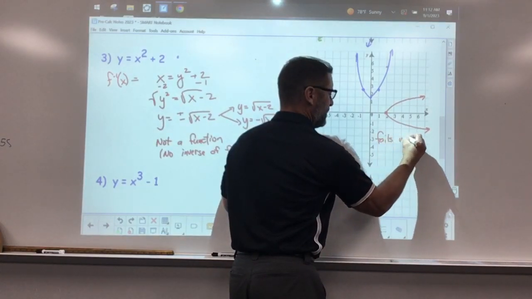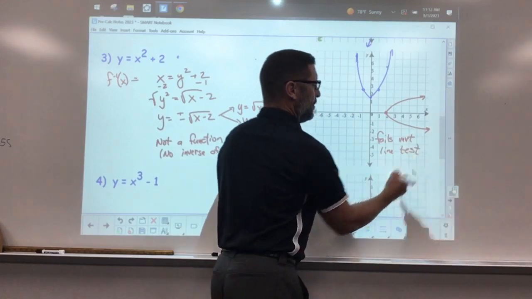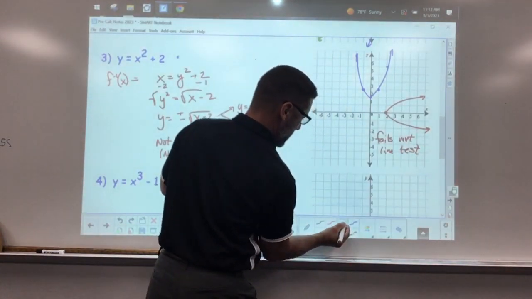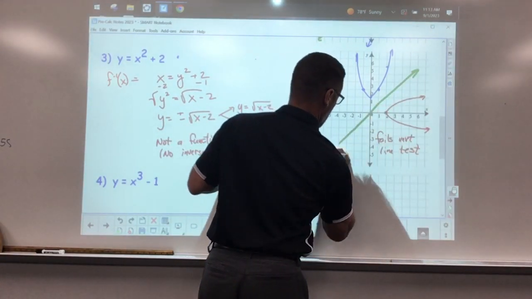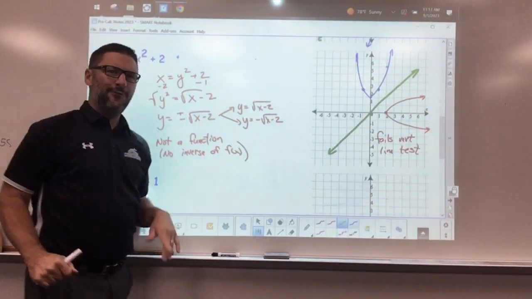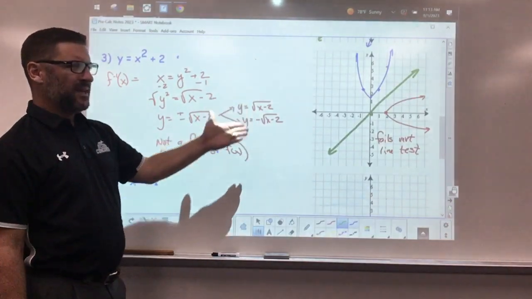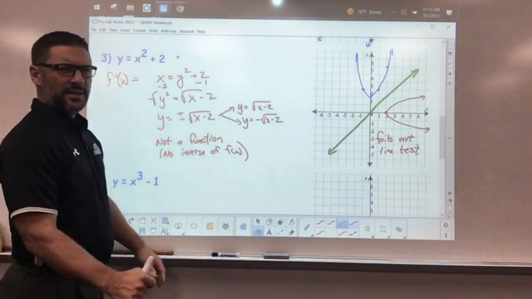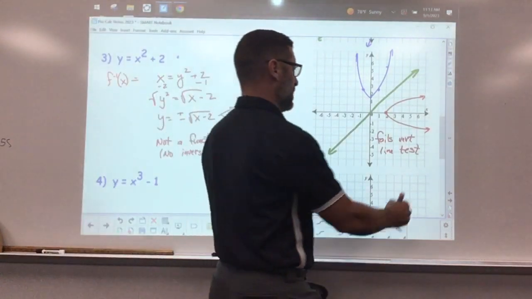Fails vertical line test. So I did it correctly, and you can see that here's the line y equals f of x. Here's the line y equals f inverse of x. I mean, the 2/2 are good, but if we were worried about is the inverse an actual function, we would have to say right here, it does not pass the vertical line test. It does not have an inverse.